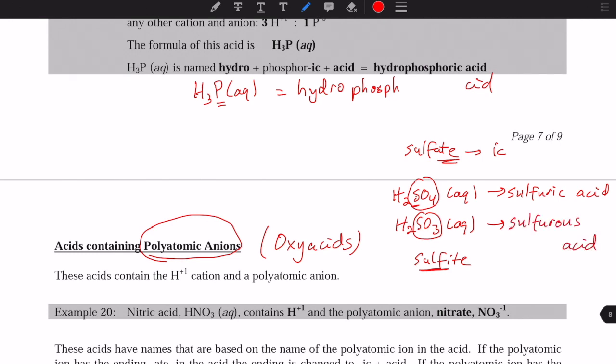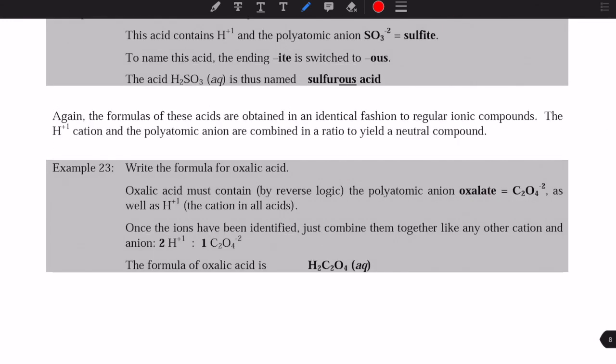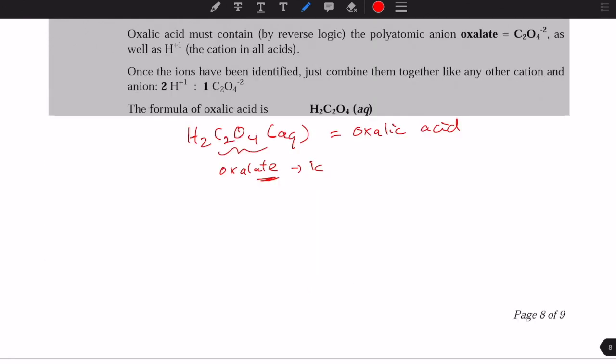Hopefully you see the pattern now in terms of how to recognize these acids. This one right here is the oxalate ion, H2C2O4. The polyatomic ion name is oxalate, so since it's ATE, it's going to be IC, so I'm going to call it oxalic acid. I hope this clears up any issues with naming acids.